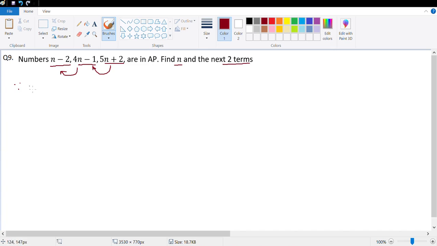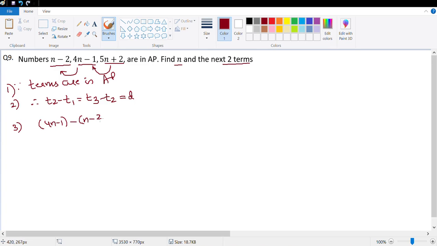Okay, so since the terms are in AP, therefore T2 minus T1 should be equal to T3 minus T2, which is the common difference. So let's find out the second term, which is 4n minus 1, minus the first term, which is n minus 2. That will be equal to 5n plus 2 minus the second term, which is 4n minus 1. Basically, I'm saying T2 minus T1 will be equal to T3 minus T2. The common difference will be the same if they are in AP. Let's go ahead and solve this equation.